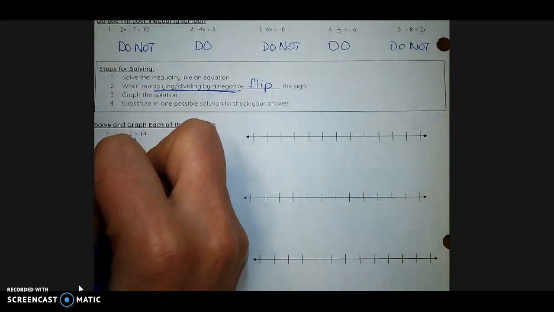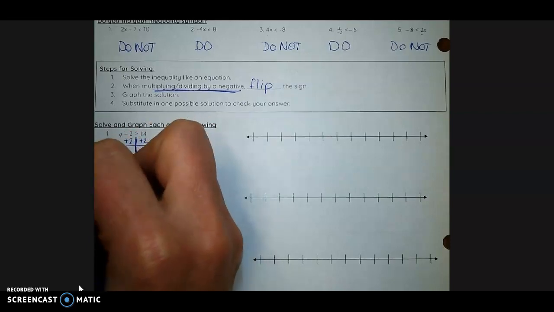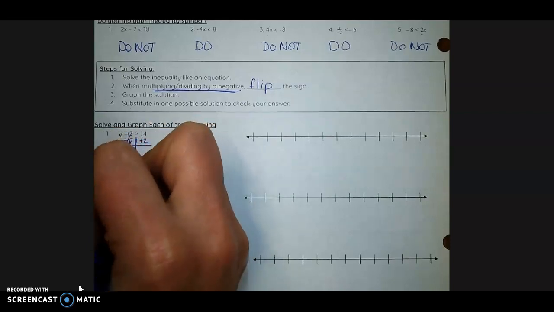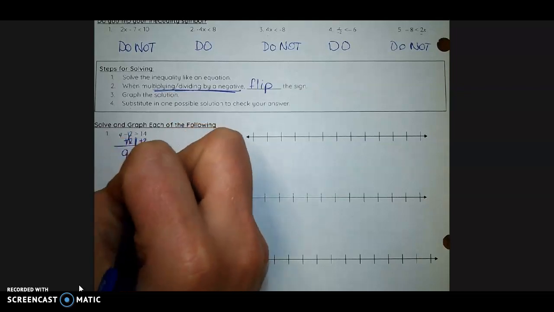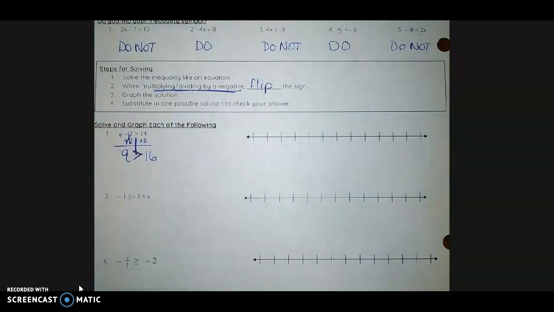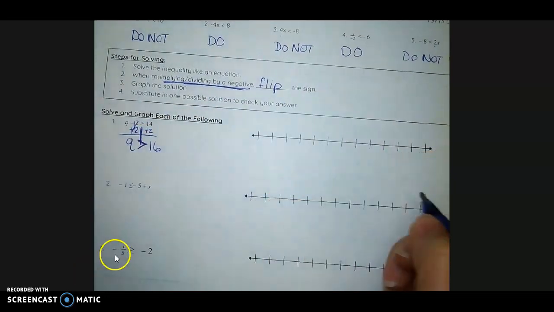So just like I would solve an equation, I'm going to add 2 to both sides. Those cancel out. Now my sign was a greater than sign, and I just added or subtracted, so I don't need to worry about flipping that sign at all. So I got that Q is greater than 16.